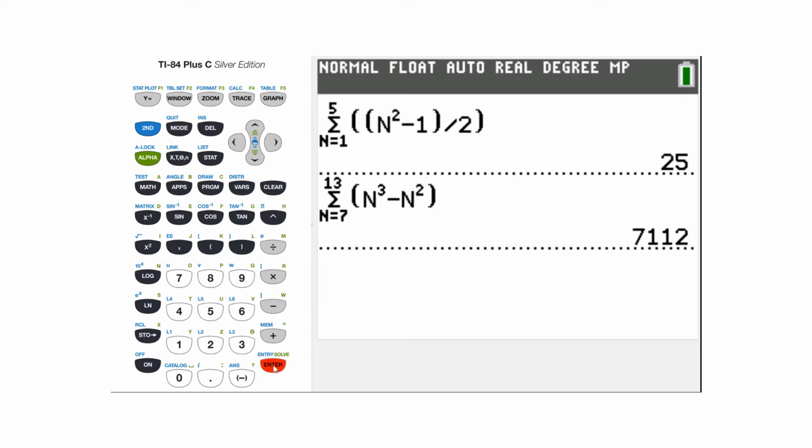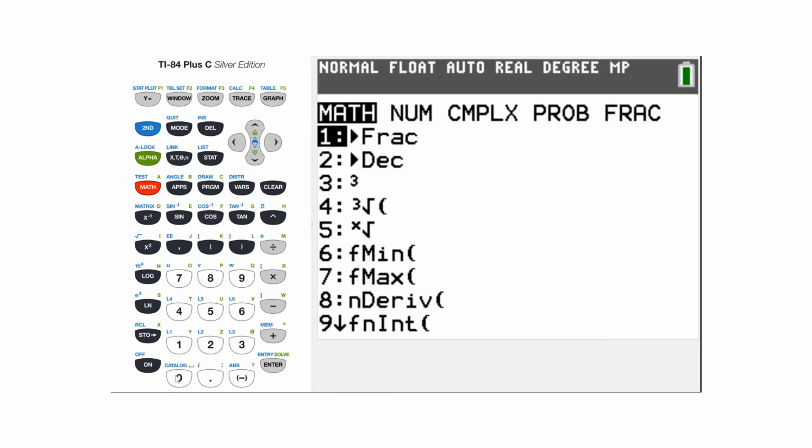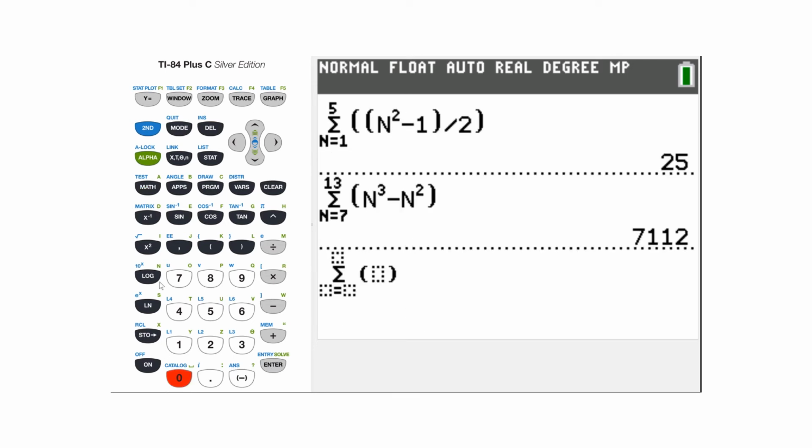All right, we got one last one, and this one is going out to infinity. So this is an infinite series. And, well, let's just start. I'm going to hit math. I'm going to hit option 0. I'm going to hit n equals 1. You can see this on page 594 in your textbook.